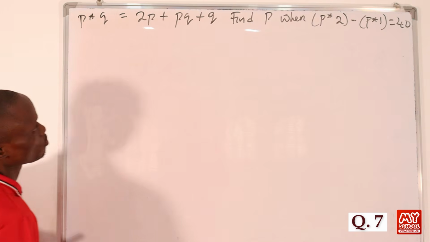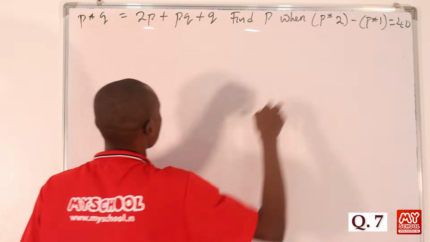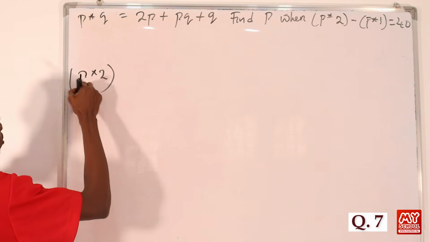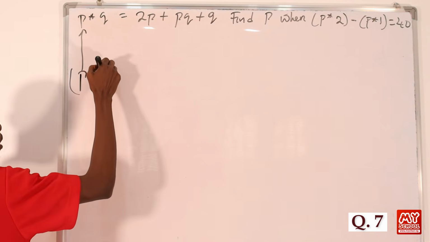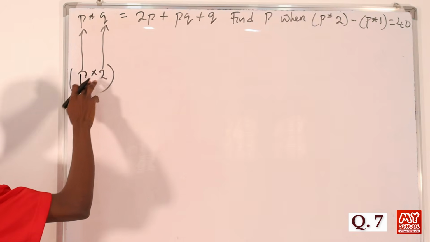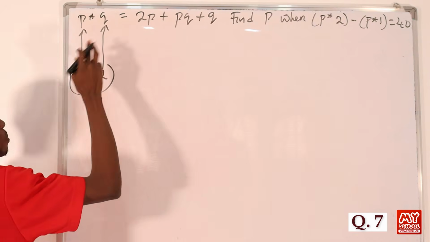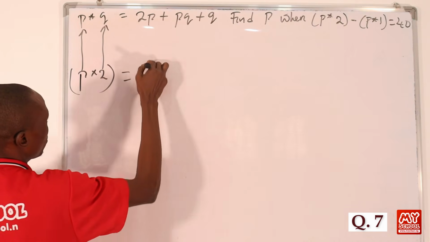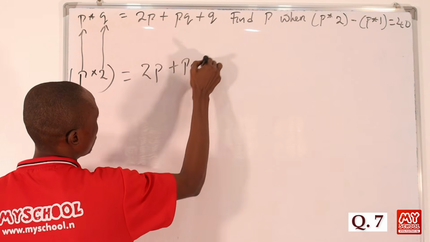Okay, so in this case, first of all, let's solve for what is in the first bracket first. So we are going to be solving for P star 2. Of course, remember that P here represents this P and this 2 here represents this Q. So that anywhere we see P, we replace it with P, and anywhere we see Q, we replace it with 2, and we fix it into this equation. Okay, so 2P plus PQ plus Q.